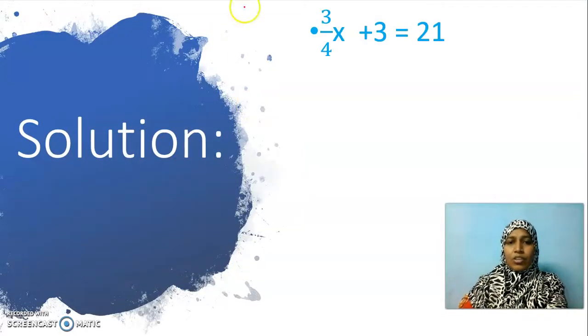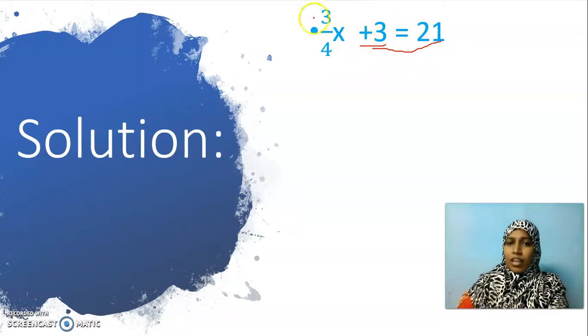Here's the equation that we wrote: 3/4 of a number, count up 3, to get 21. What is the first transposition that I have to do? From the left hand side to the right hand side, I have to shift this +3. Can I transpose 3/4? No. We should start only with addition and subtraction, then we have to go in for multiplication and division.